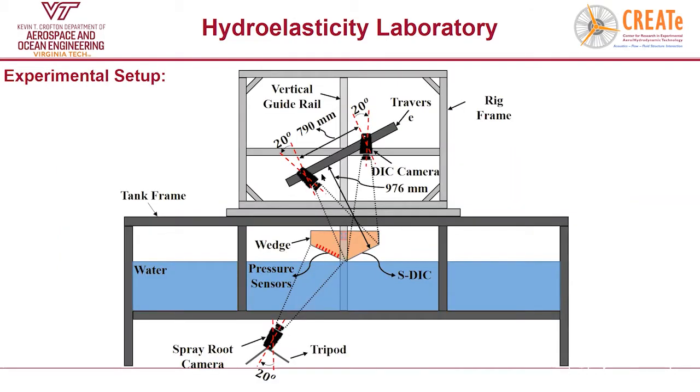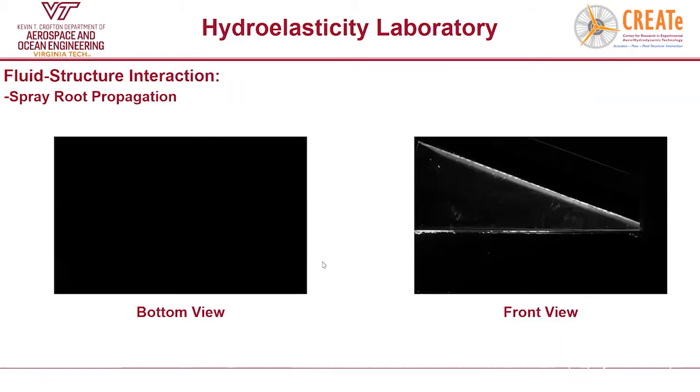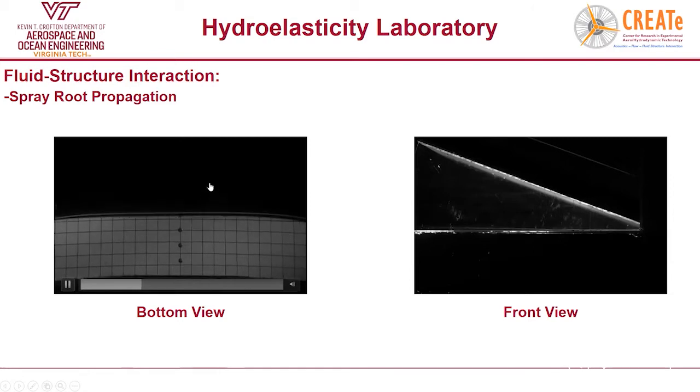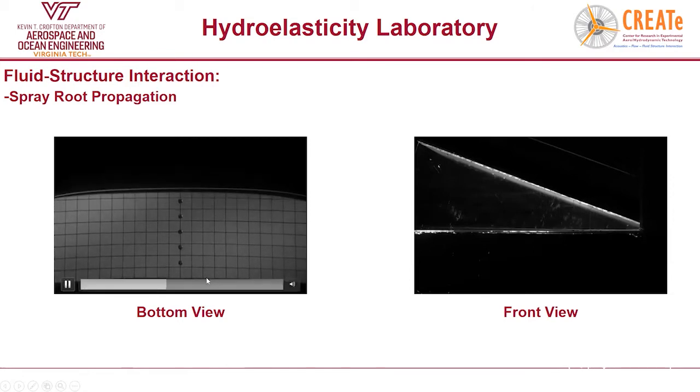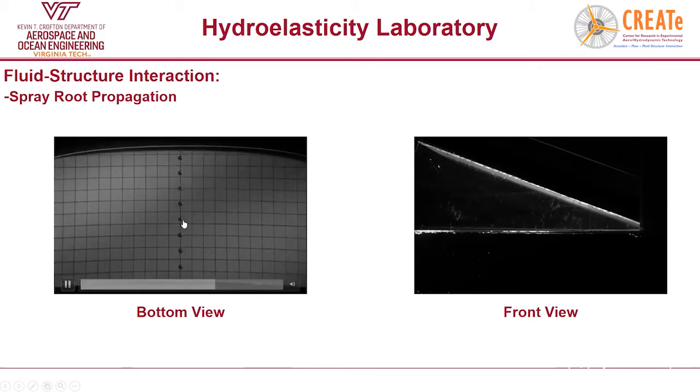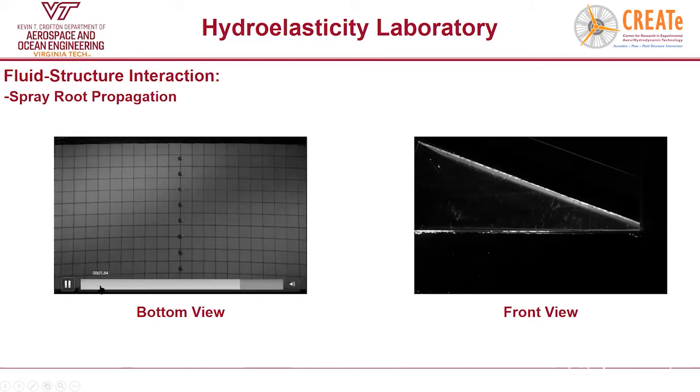We talked about the setup. We introduced the cameras that we use for the DIC technique. This is the other camera, which is located underneath the tank. And with that, we can get the spray root propagation due to water entry. So here in the left video, we can see a video captured by the bottom view camera. You're looking at the spray root that is moving. Actually, this is the wedge that is descending into the water. This is the spray root which is propagating, and you can also see the pressure sensors.